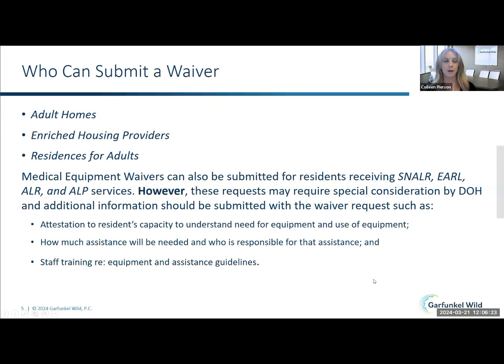So who can submit a waiver? Adult homes, enriched housing providers, and residences for adults can submit waiver requests. If you have a facility with a higher level of care, you have an ALR, you have an ALP, you can still submit medical equipment waivers for your residents.